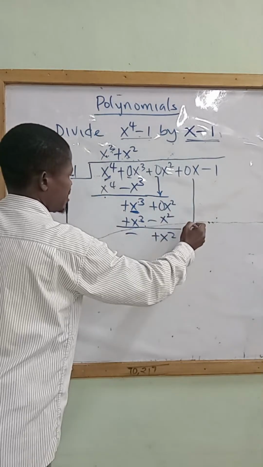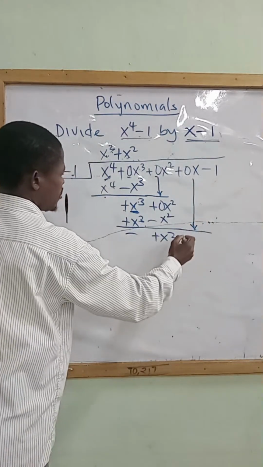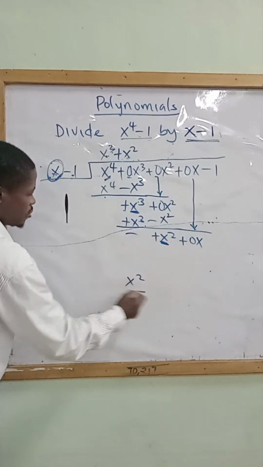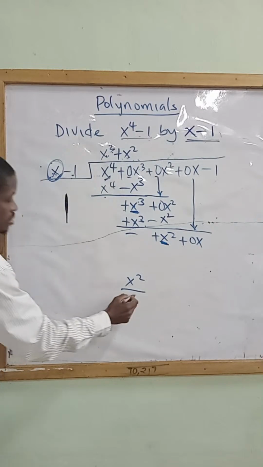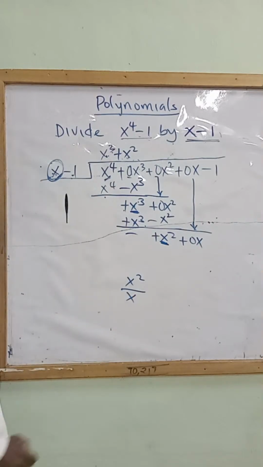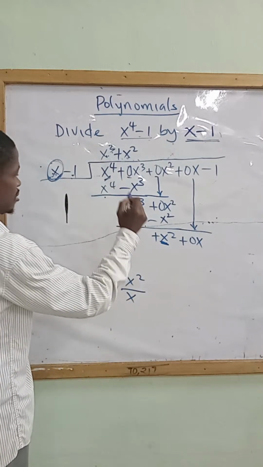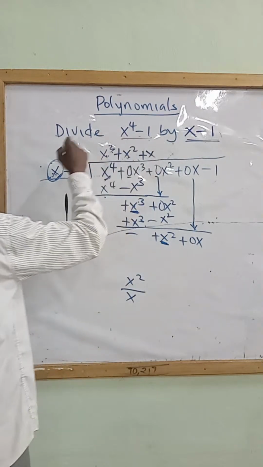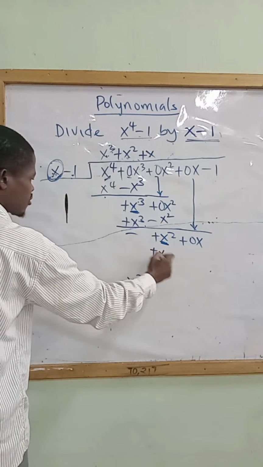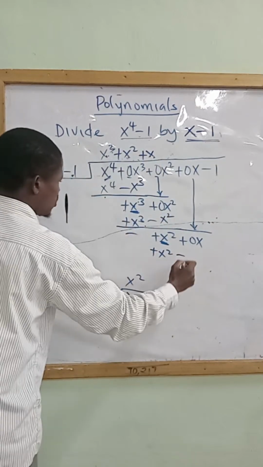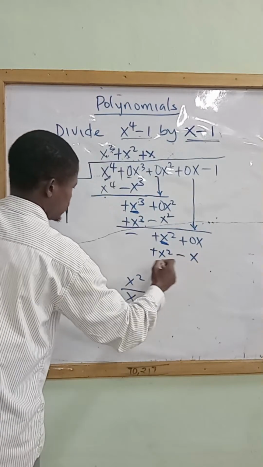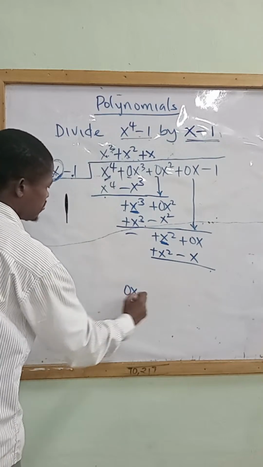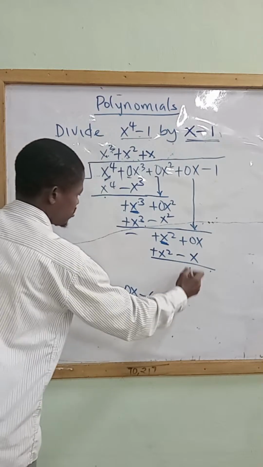Then bring the next one down. So that's plus 0x. Also take the first one of the polynomial, x to the power 2, over the first one of the divisor, easy to divide. So you are going to have plus x. Use it also to multiply. This one times this one, we have x squared. This one times this one, that's minus x. So do the subtraction. We have 0x minus x, so that's plus x.